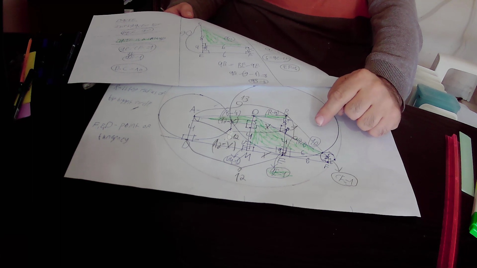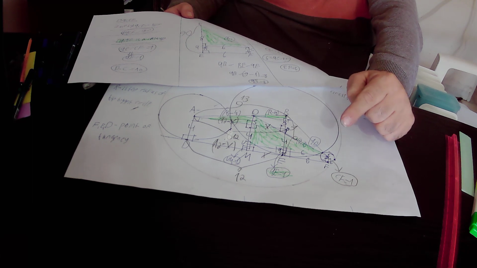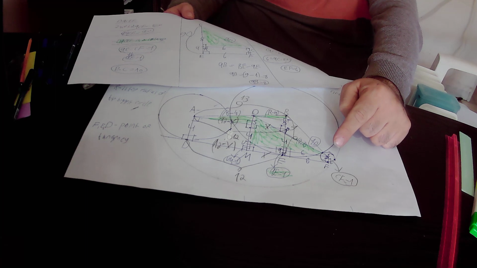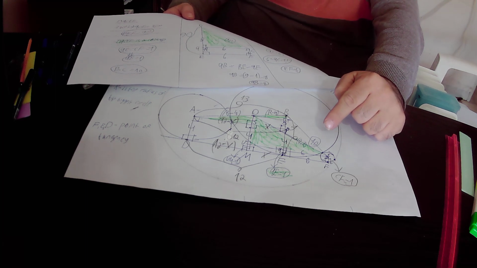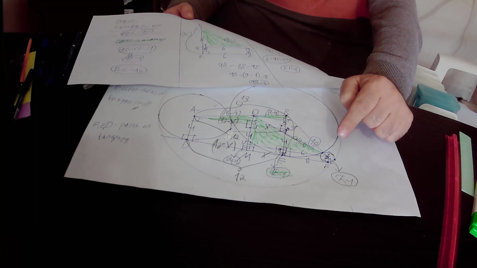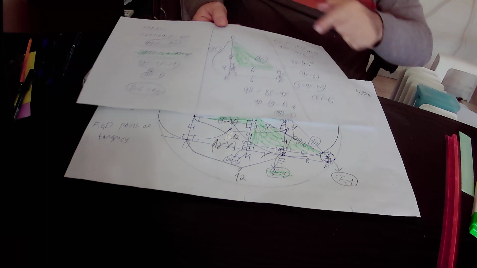The radius of this circle is equal to 9 units. The radius of this circle is equal to 1 unit. So the sum of the lengths of their radii will be equal to 9 plus 1, that is 10 units. So we found out that BC equals 10 units.